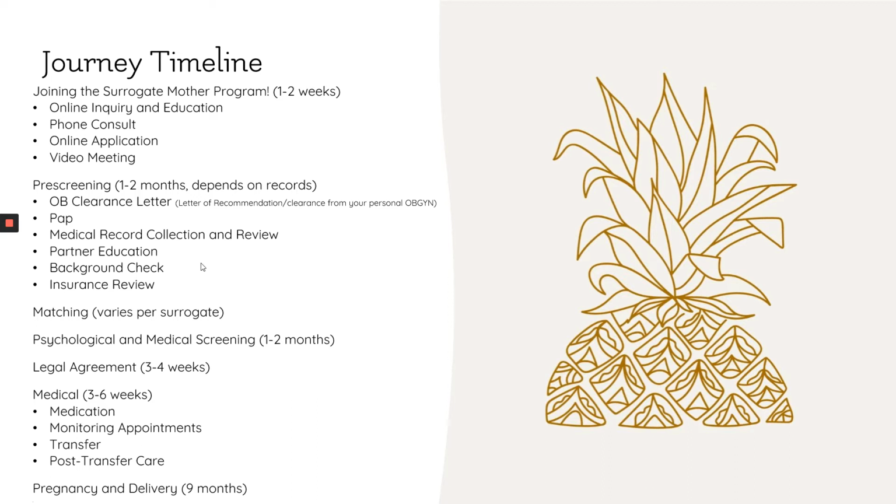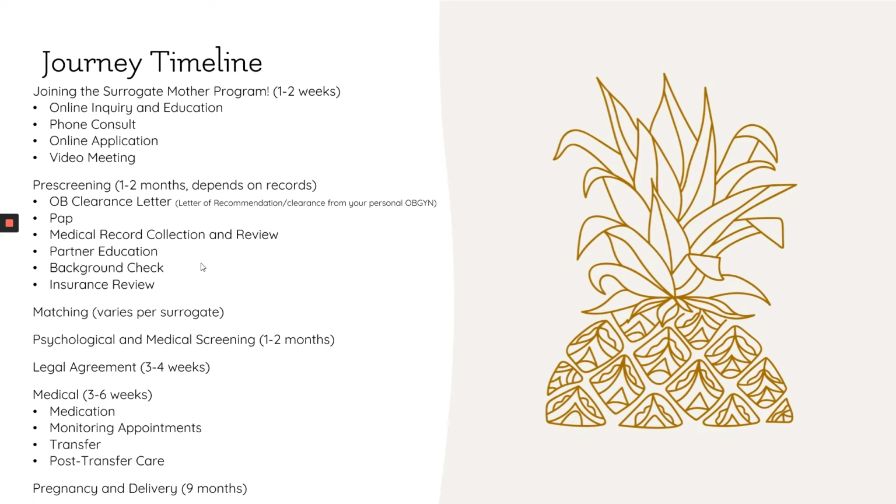You'll have to have a current PAP. If you've had an abnormal PAP, you need to have had a normal one since. There's partner education during this process where your partner is informed on their role and what to expect on the journey. There's a background check as well as an insurance review if you have insurance. Once you get through all that fun bit of information, we move to matching.